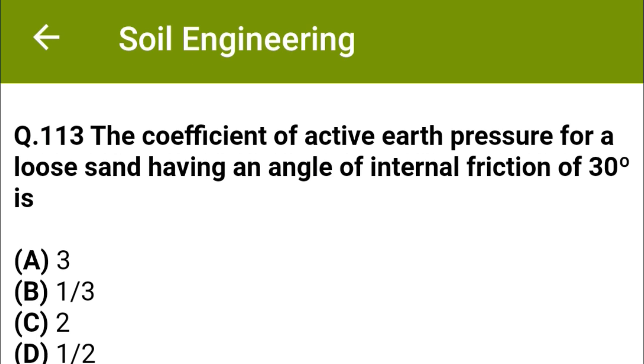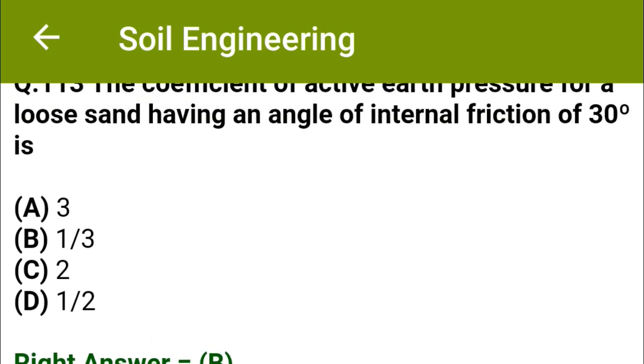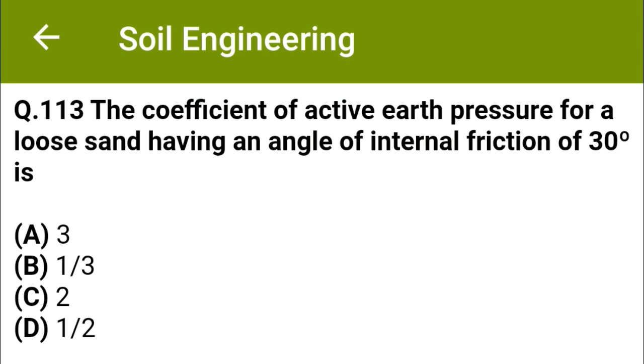The coefficient of effective earth pressure for a loose soil having an angle of internal friction of 30 degrees is option A, 3, option B, 1 by 3, option C, 2, option D, 1 by 2. The correct answer is option B, 1 by 3.